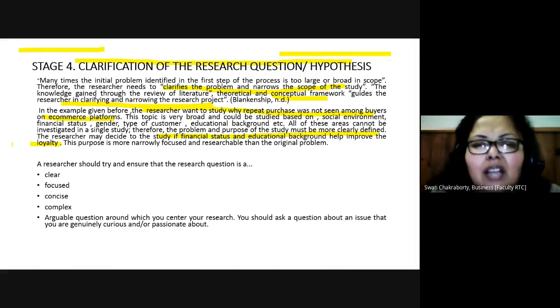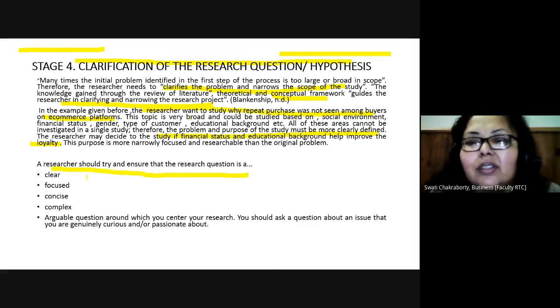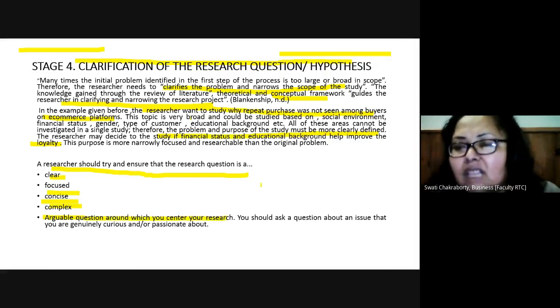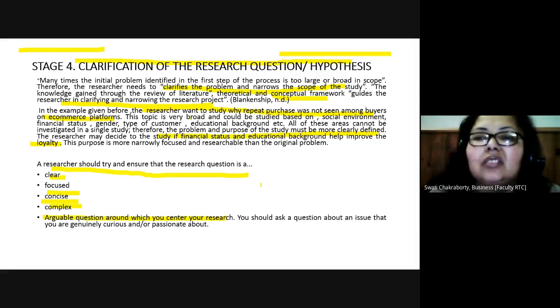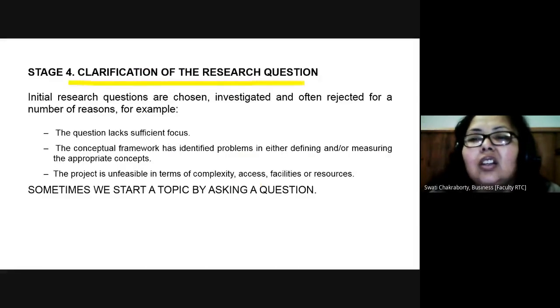So a researcher should try and ensure that the research problem is clear, focused, concise, and complex, and there should be an arguable question. It should be something around which you can center your research. Okay, you should ask a question about an issue that you are genuinely interested or passionate about. Okay, so more clarification on the research question.